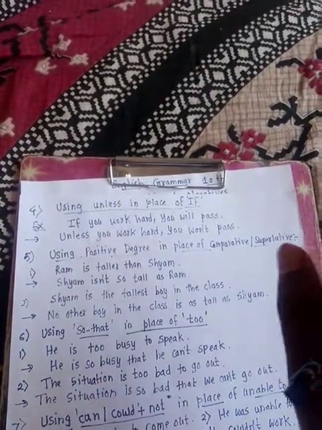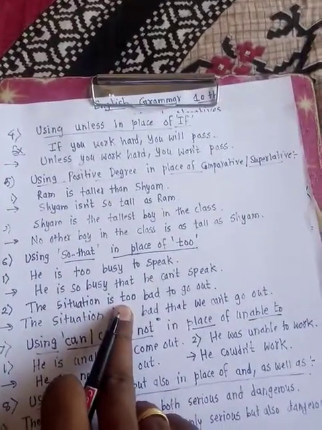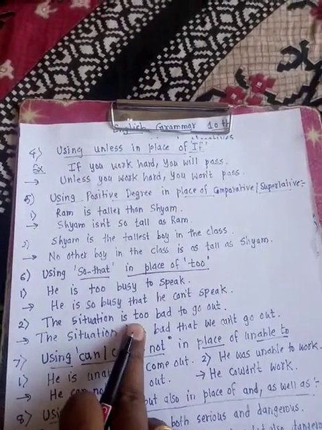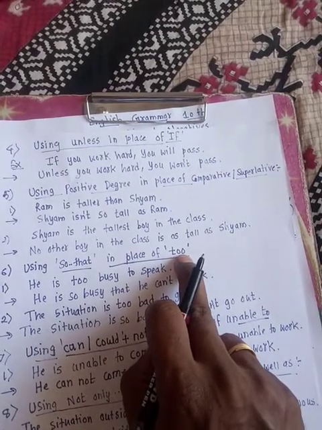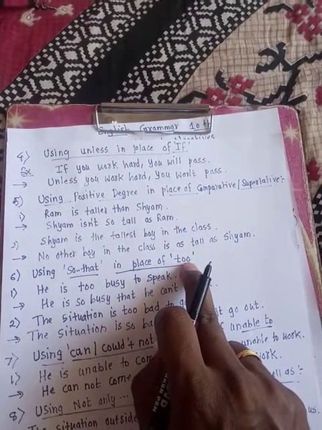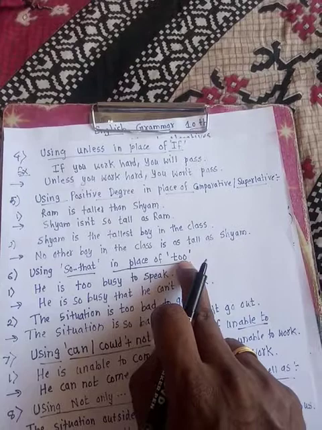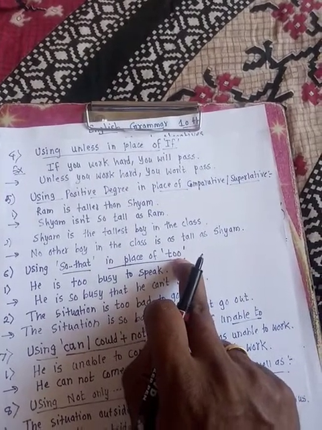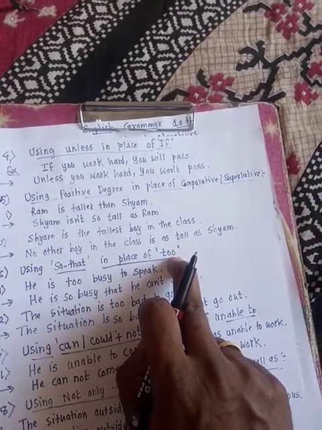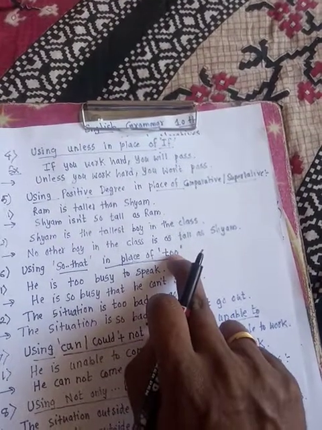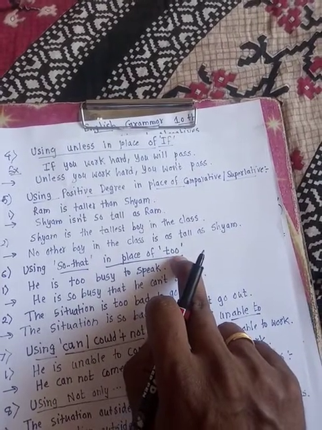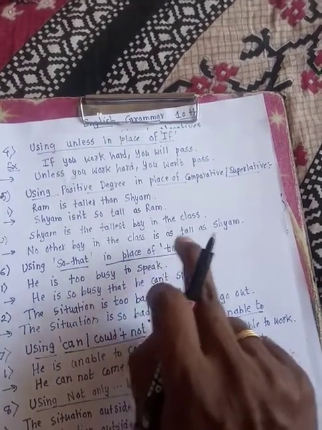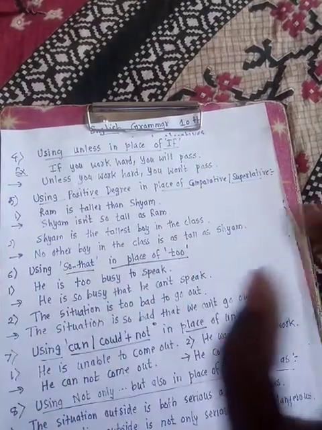Just remember this much. Using so that in place of too...to. In your 6th and 7th classes you have studied a lot about too...to. Now too...to is in positive form, but it is always negative in meaning. See, it is always used before adjectives, but it conveys negative meaning. Form is positive, but meaning is negative.